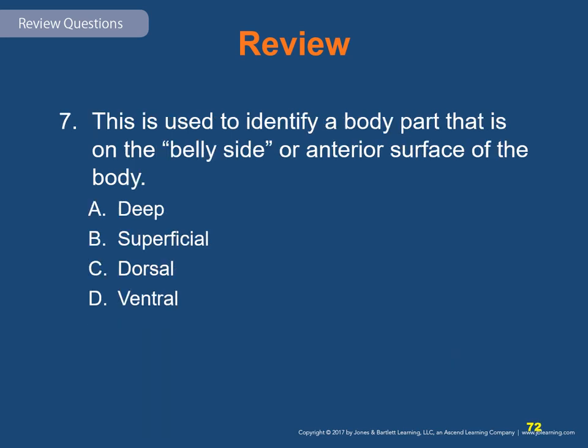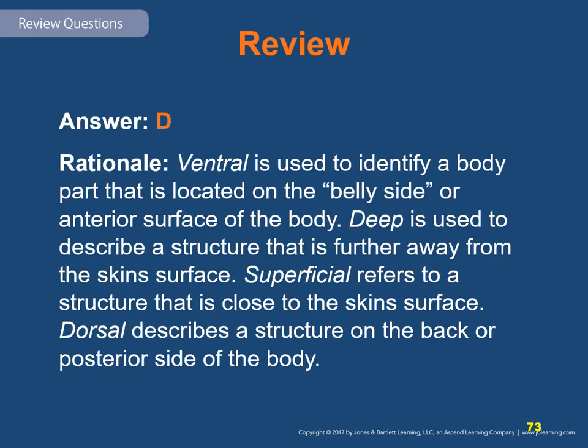Question 7. This is used to identify a body part that is on the belly side or anterior surface of the body: deep, superficial, dorsal, or ventral? The answer is, of course, D, ventral. This is used to identify a body part located on the belly side or anterior surface of the body. Just think of the belly button being ventral. It's on the ventral side.